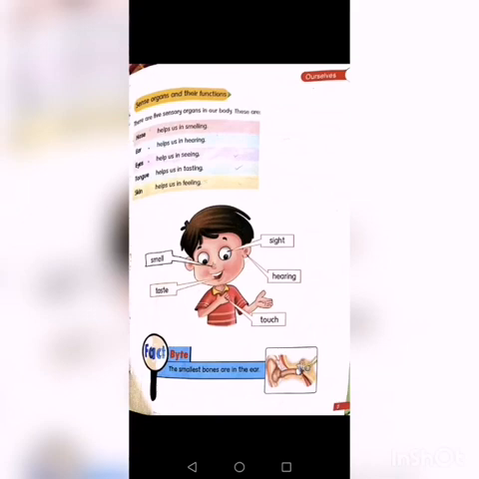Students, move to page number 5, and on page number 5 we are going to learn about our sensory organs. So we all know that we have 5 sensory organs and 5 senses. Let's read about these organs. There are 5 sensory organs in our body.